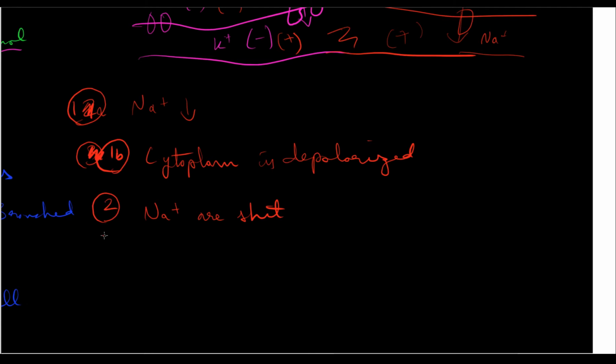And then the third step would be that the K plus, potassium ion channels open. So they're going to push out the potassium ions, because we want the potassium ions on the inside and the sodium ions on the outside. All right. So basically, this is what we call the repolarizing phase.